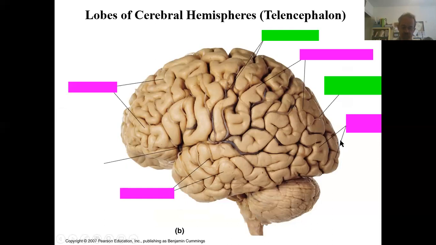Some of the names of the lobes you'll recognize based upon what we covered with the skull. First lobe is the frontal lobe. You remember the frontal bone. Second lobe is the parietal lobe. Remember the parietal bone. The area in between the frontal lobe and the parietal lobe is what we call the central sulcus.